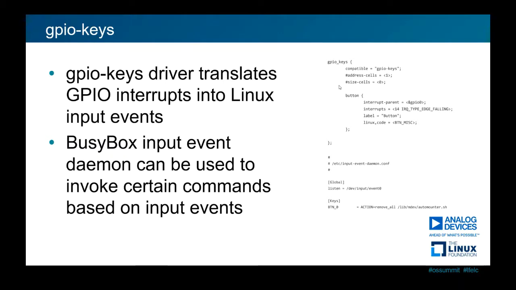GPIO keys. Like I mentioned earlier, we have this fail-safe mechanism where the user can press the button while the device is being turned on, and that lets the bootloader enter DFU mode. We also have something similar in the Linux kernel. Therefore, we have this GPIO connected to the gpio-keys driver. The gpio-keys driver translates GPIO interrupts into Linux input events. So these are Linux input subsystem events. On the Pluto system, we use an input event daemon that also is part of BusyBox to invoke certain commands based on these input events.